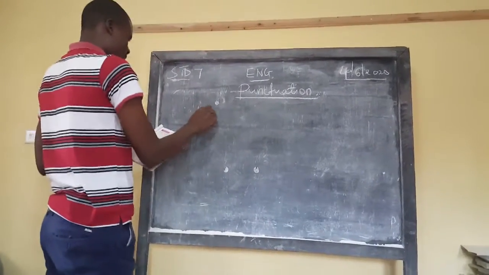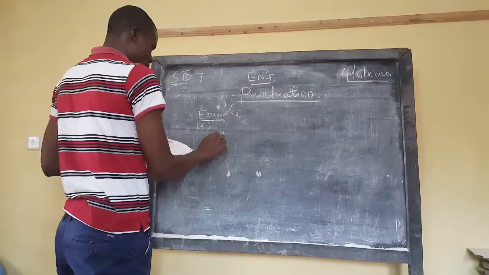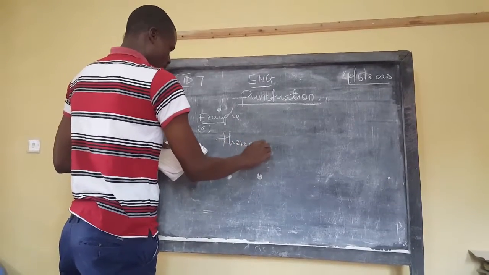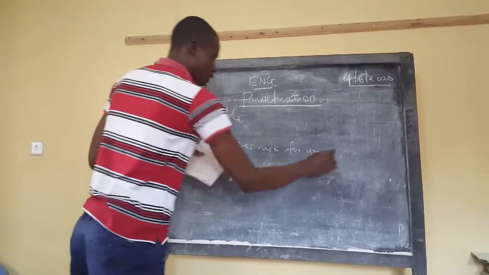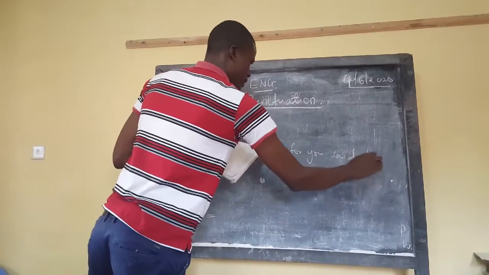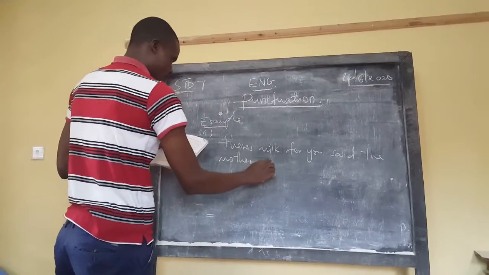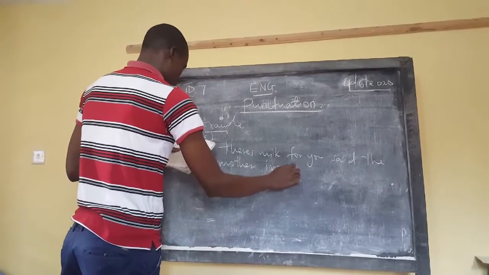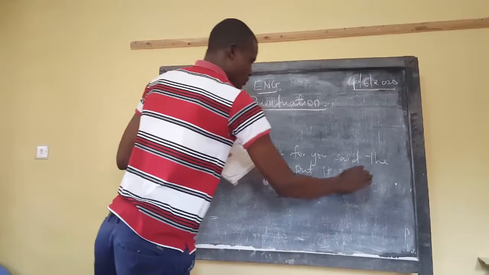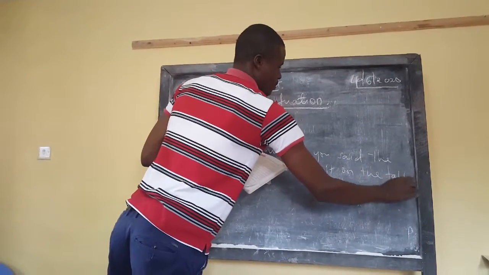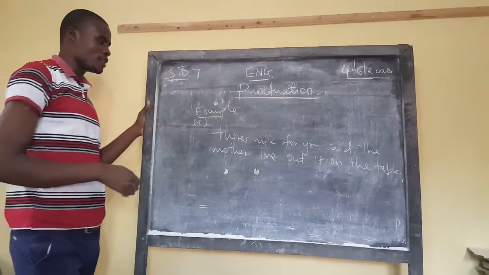Write a few of them here. A, we have: There's a meal for you, say the mother. I've put it on the table. Anna, this one, if you're not very keen, you are going to miss a lot of questions here.